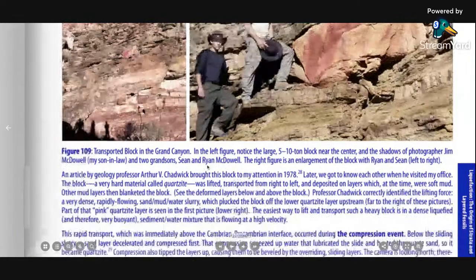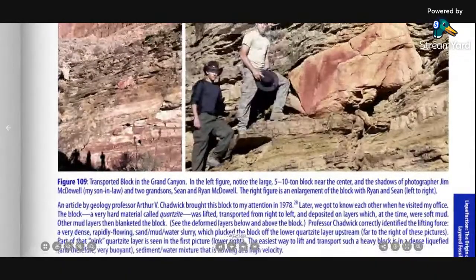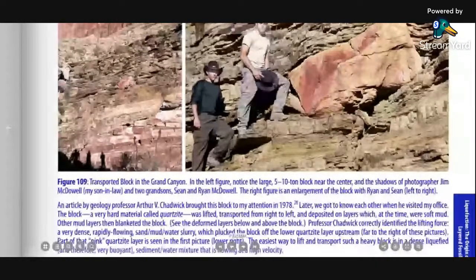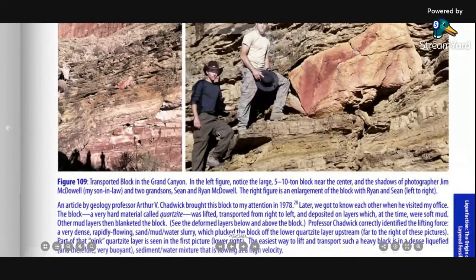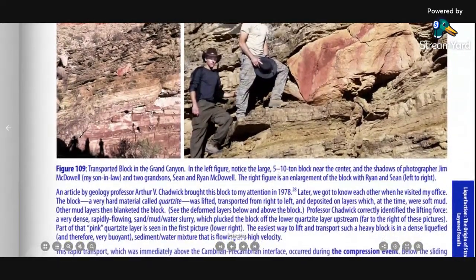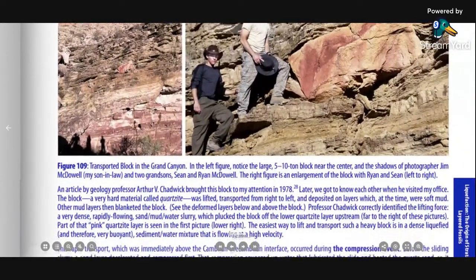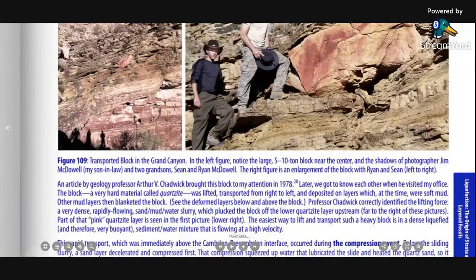An article by a geologist, Professor Arthur V. Chadwick, brought this block to my attention in 1978. Later, we got to know each other when he visited my office. The block is a very hard material called quartzite. It was lifted and transported from right to left, then deposited on layers which at the time were soft mud. Other mud layers then blanketed the block. See the deformed layers below and above the block.